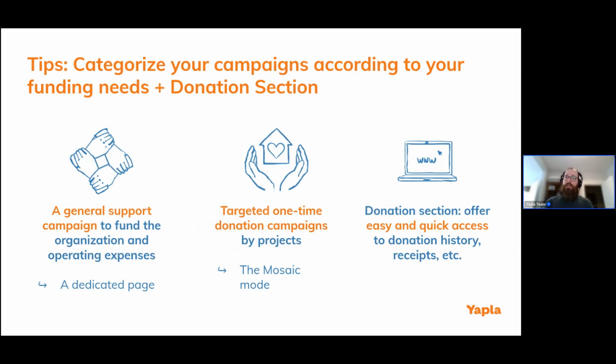So the donation section will offer an easy and quick access to donation history and receipts. The donation section is something that will be accessible by donors in order to see their history of donations, how much they've given, and get access to their tax receipt, so they're able to download it in case they lose it. This will give them autonomy over what exactly they need information for at the end of the year when they're trying to submit their tax receipt.